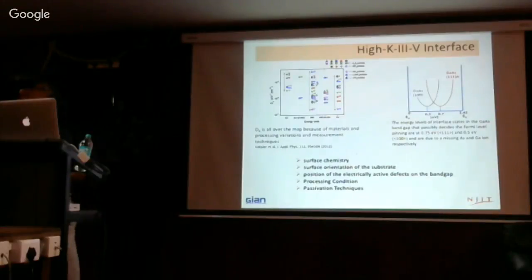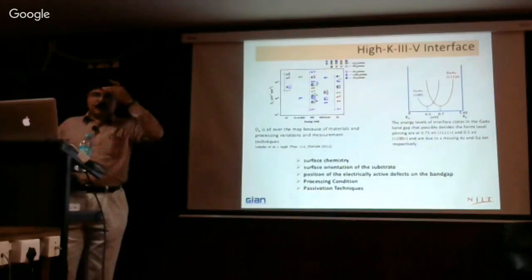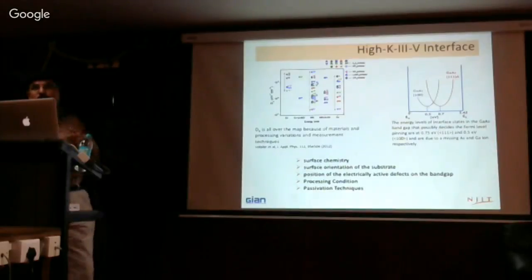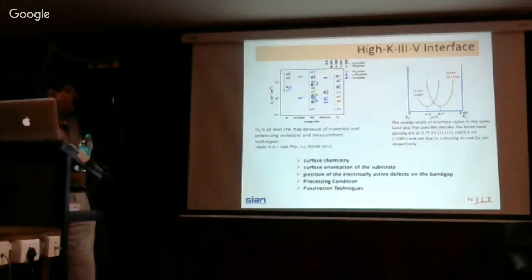So for this type of devices, you need to have surface chemistry and surface orientation of the substrate. What crystal plane you have, the position of the electrically active defects in the band gap, because this will change if you go for aluminum gallium arsenide or indium gallium arsenide. This distribution will change. How that will change depends on what process condition you use, whether you do it with ALD and follow with rapid thermal annealing. And obviously, if you implement any passivation technique like nitridation or sulfur, or whatever.